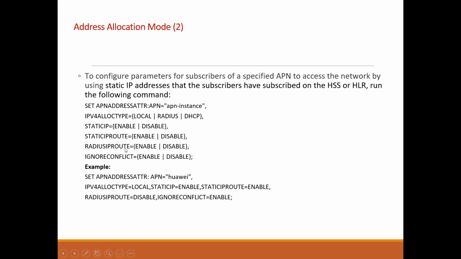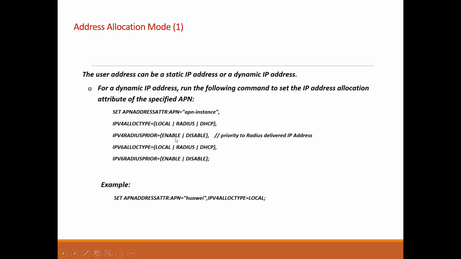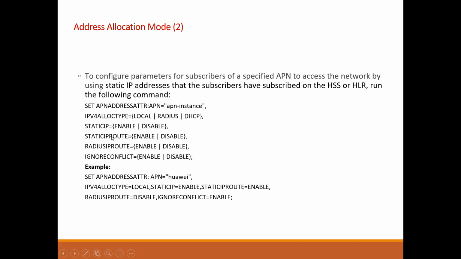For example, if there is a conflict between your static IP route and your radius IP route, then the configuration has an option of whether to disable or enable the conflict. Okay. If ignore conflict is enabled, then the conflict is going to be ignored. And based on the priority, whether the radius has priority or not, it is going to assign that specific IP route. Okay. So this is an example of static IP.